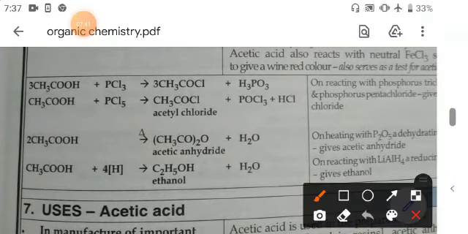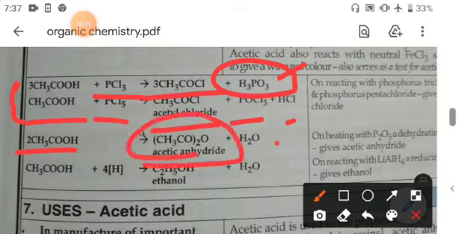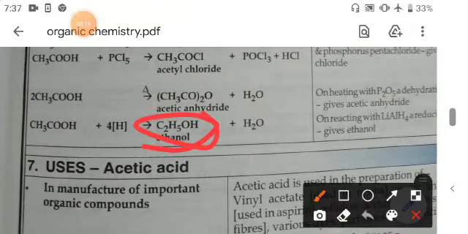Now, when acetic acid reacts with phosphorus trichloride, it gives CH3COCl, which is acetyl chloride, and with PCl5 also it gives acetyl chloride, along with phosphorus acid, POCl3 phosphorus oxychloride and hydrogen chloride. Now CH3COOH, acetic acid, also forms acetic anhydride and water, and when it reacts with hydrogen it gives ethanol. So by this you can prepare ethanol also.